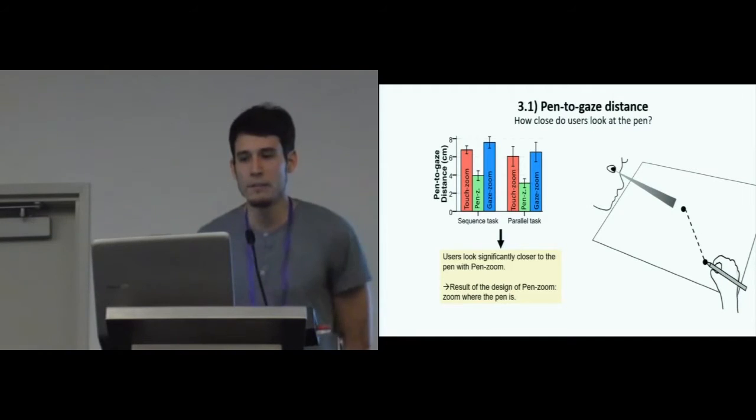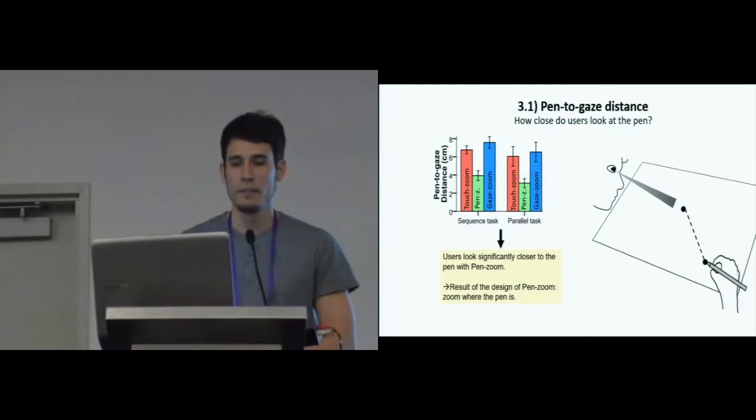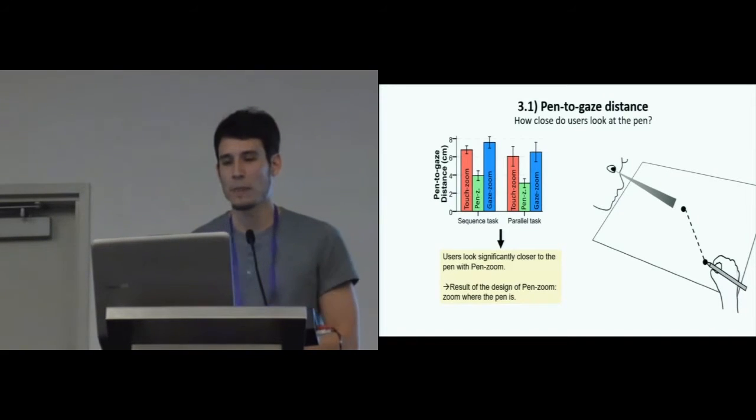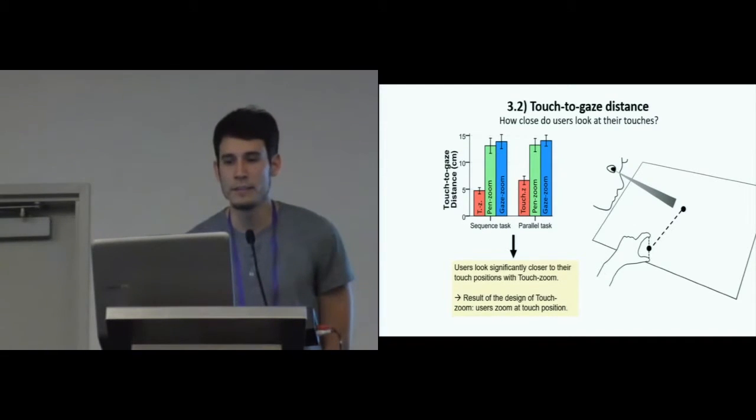And looking at the pen to gaze distance, we found that users were significantly closer to the pen when they used the pen zooming approach. And this is explained by looking at the design of the technique. Because you zoom where the pen is, it makes sense to actually also look at this position much closer than with the other techniques.